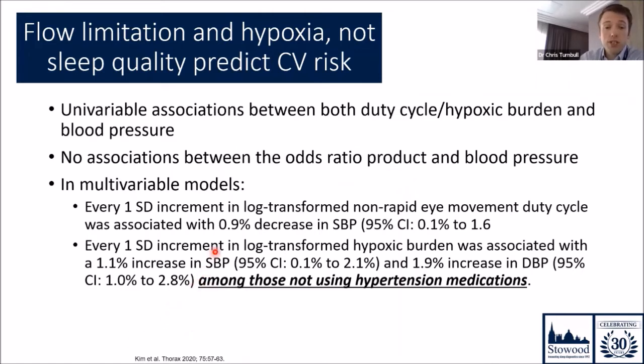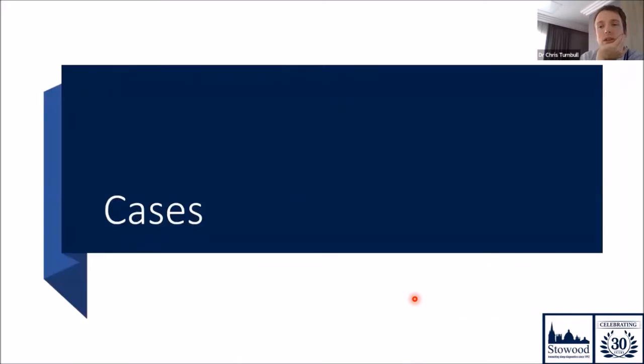If you then go on and look at this in multivariate models, the duty cycle, so the amount of airflow limitation, predicts blood pressure when adjusted for variables like age and BMI, and the hypoxic burden predicts blood pressure in individuals not on blood pressure medications. So I think these are things that hopefully in the future will start to move us beyond the AHI. In terms of the first section of the talk, that was all I wanted to say as an introduction to how we can move beyond the AHI.